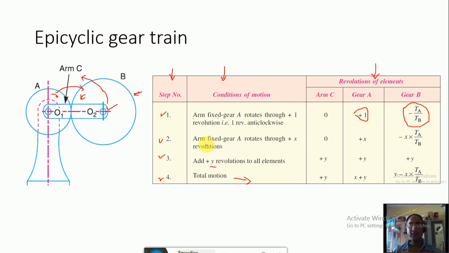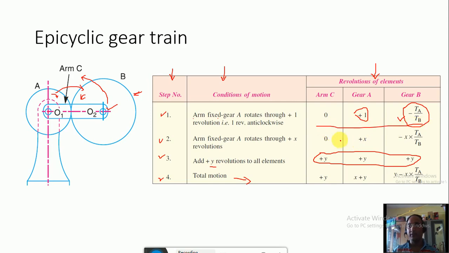Now as per the second condition, again the arm is fixed, so the rotation of C is 0. A rotates through X revolutions, so obviously B will rotate the same way but multiplied by X. Now add Y revolutions of the arm to all the elements, because we did not consider the rotation of the arm. This is very standard. We have to follow this procedure for any problem in epicyclic gear trains. Now add Y means 0 plus Y, Y, X plus Y.